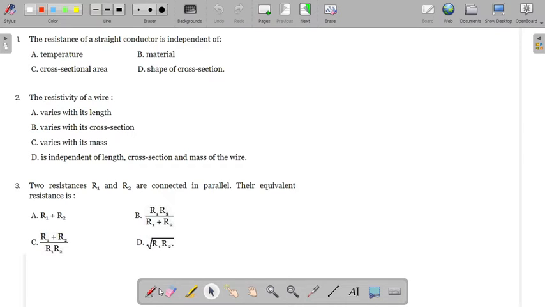Okay, so here we have a first question: the resistance of a straight conductor is independent of, which means if a straight conductor has a resistance, suppose R, then it does not depend on the following things. So on which quantity does it not depend, that quantity is being asked in this particular question.